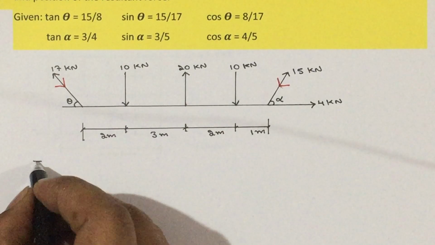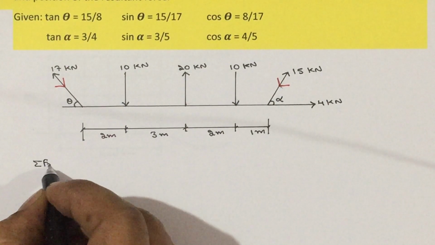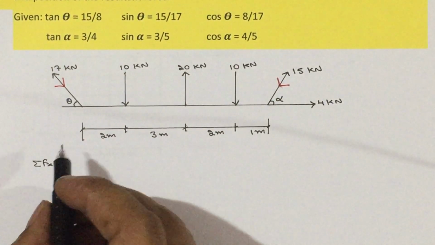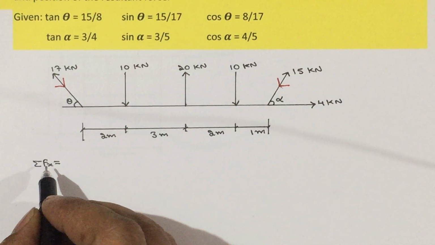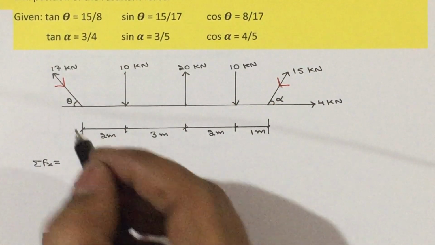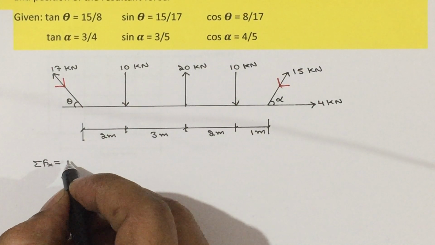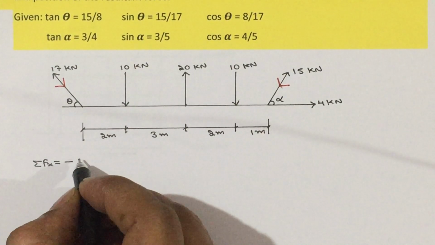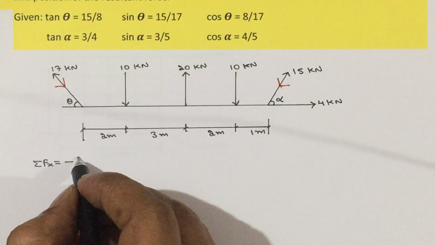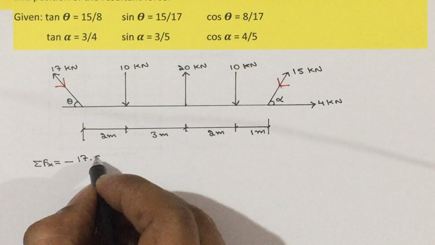So sigma fx is nothing but only the horizontal forces and horizontal components. I will start from this force. Here the horizontal component is moving leftward, so minus, and the horizontal component is f cos theta, that is 17 into cos theta.